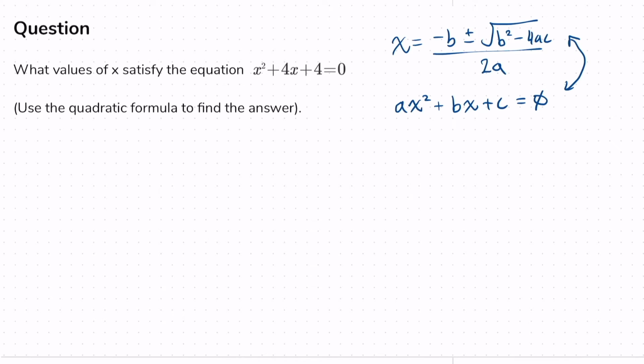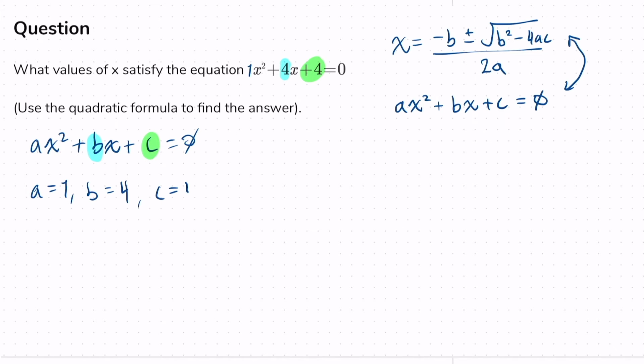Well, I need to substitute in this form here, figure out what a is, what b is, and what c is. a here is the number in front of x squared, which is 1. b is the number in front of the x by itself, 4. And last but not least, c is the constant. It's the thing that's not changed by x, so that's also 4.